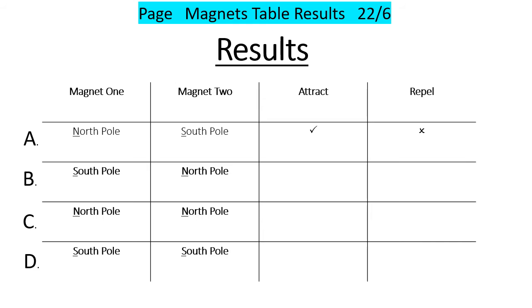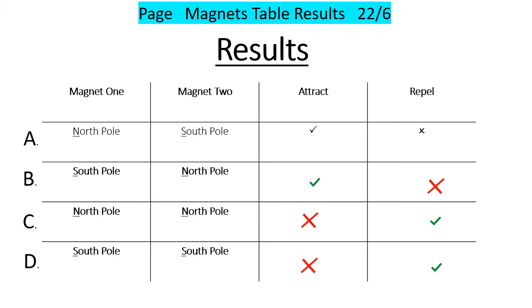So we recorded our results on a table. So for A, North Pole and South Pole, we said we put a tick mark under attract and an X under repel because North and South attract. What about South and North? Do they attract or repel? What about letter C, North and North? What about South and South? So we're talking about the poles here, the ends of the magnet. Do you know?